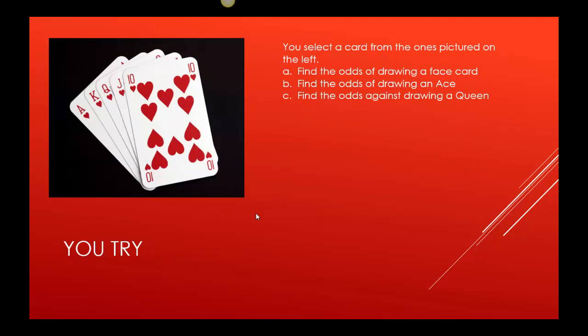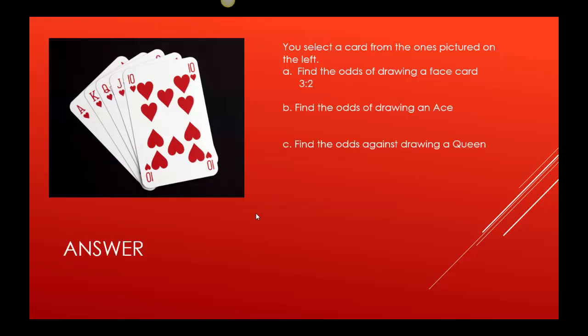Alright, so let's do a you try. You select a card from the ones pictured on the left. So only from these. We're not going to a whole stack of cards. We're only dealing with the ones I put in the picture. I want you to find the odds of drawing a face card. And a face card would be a king, a jack, or a queen because there's actually a face on those cards. An ace doesn't have a face and 10 doesn't have a face. I want you to find the odds of drawing an ace. And then I want to know the odds against, notice that word against, drawing a queen. So try these and then come back and see how you did.